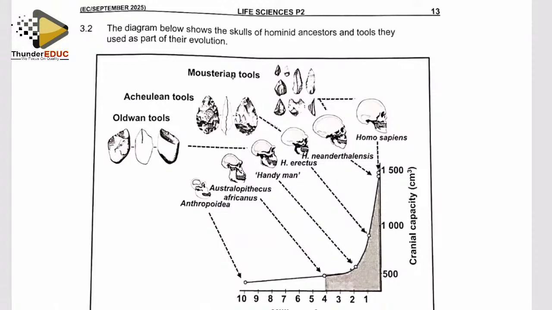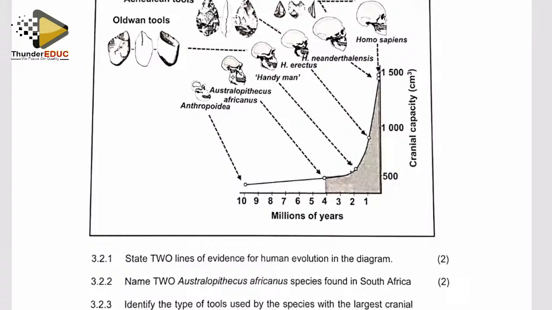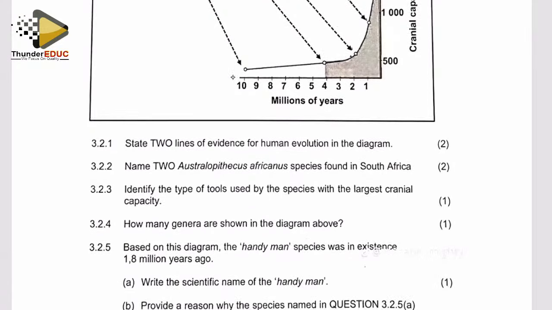Then we go to question 3.2. 3.2 is a little bit easier. They're saying the diagram below shows the scar of hominid ancestors, and the tools they used as they evolved. So they are looking at the evolution and the tools used. They're saying state two lines of evidence for human evolution in the diagram.